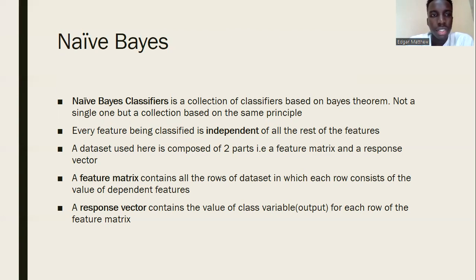The data sets used in naive Bayes consist of two parts, the feature matrix and the response vector. The feature matrix consists of the rows of the data set, in which each row consists of the values of dependent features, and then the response vector contains the value of the class variable, or the output, for each row of the feature matrix.